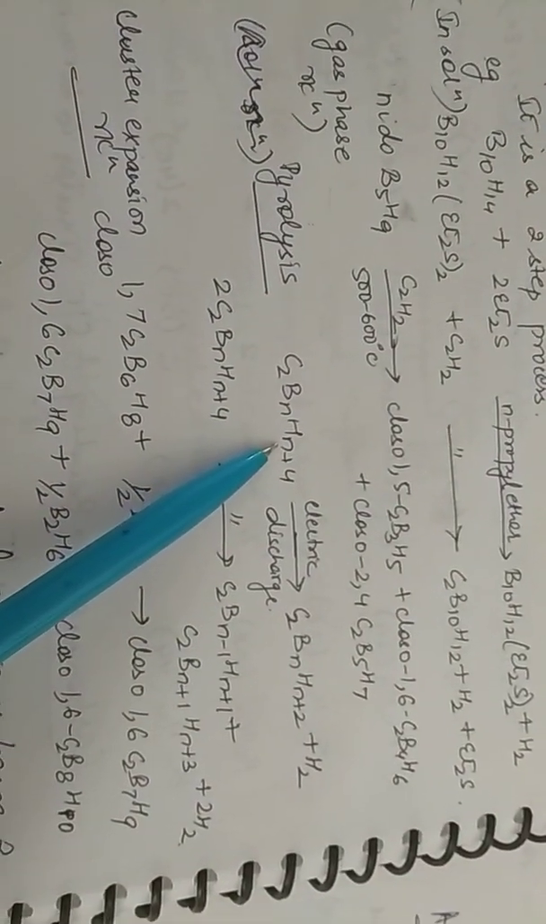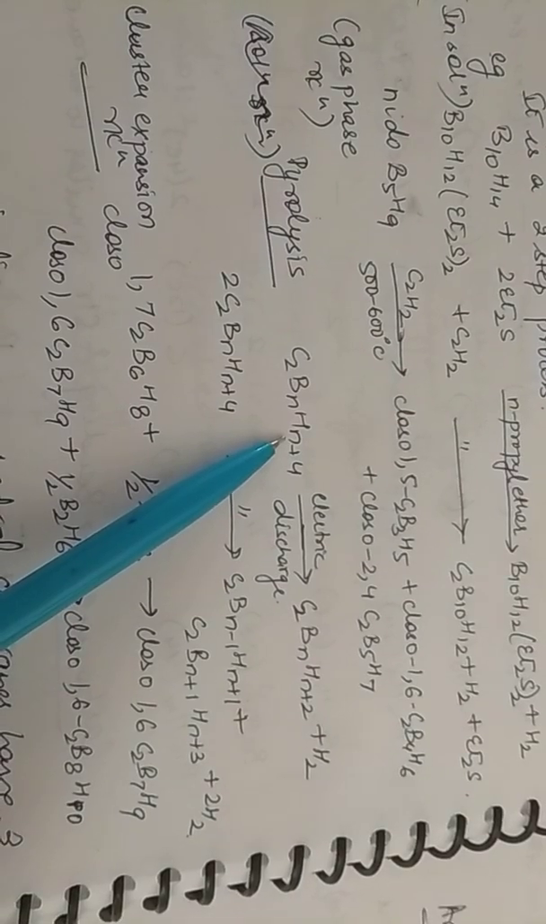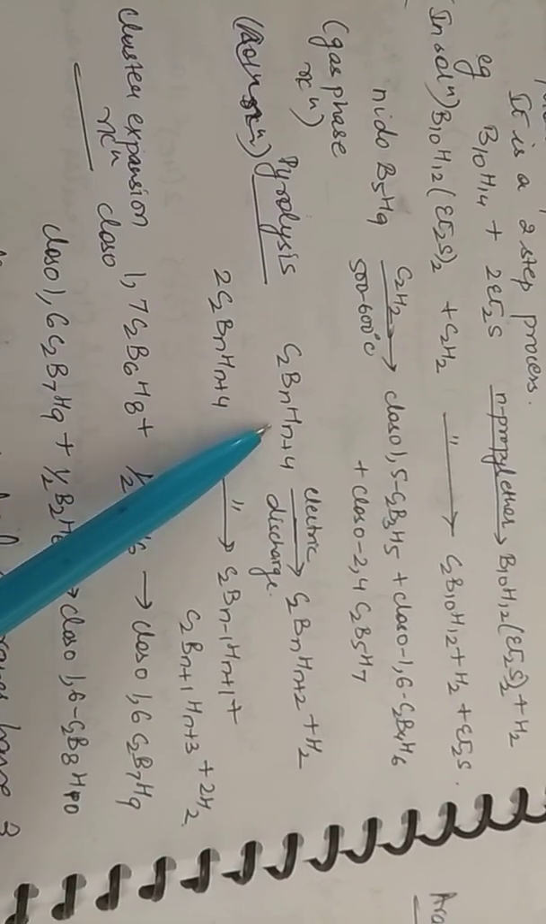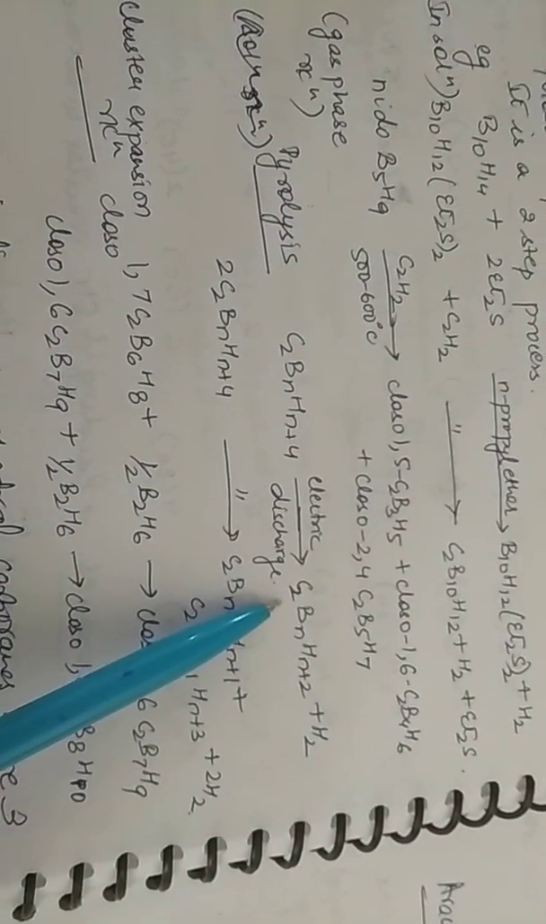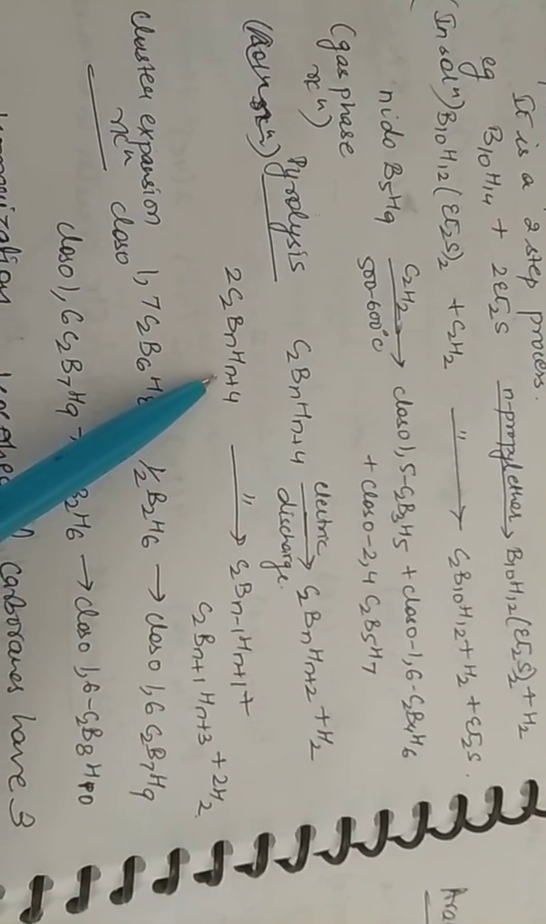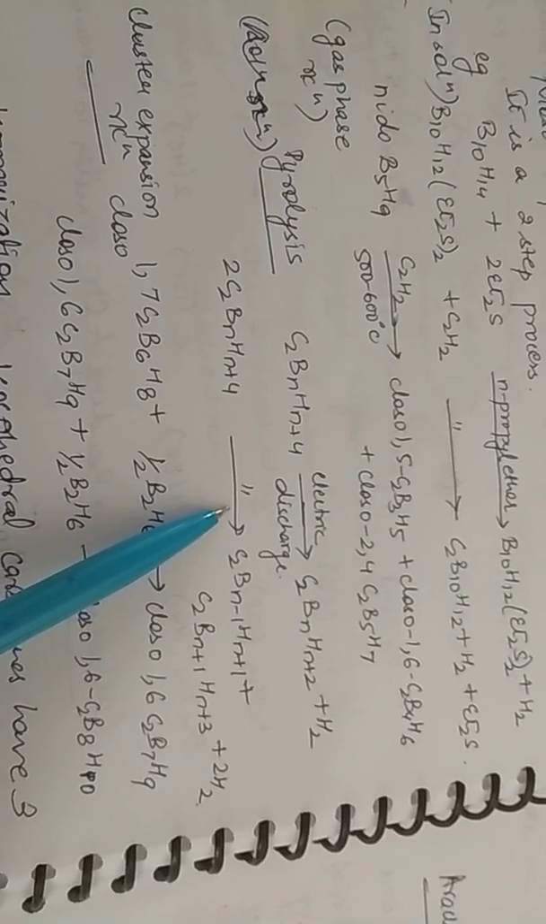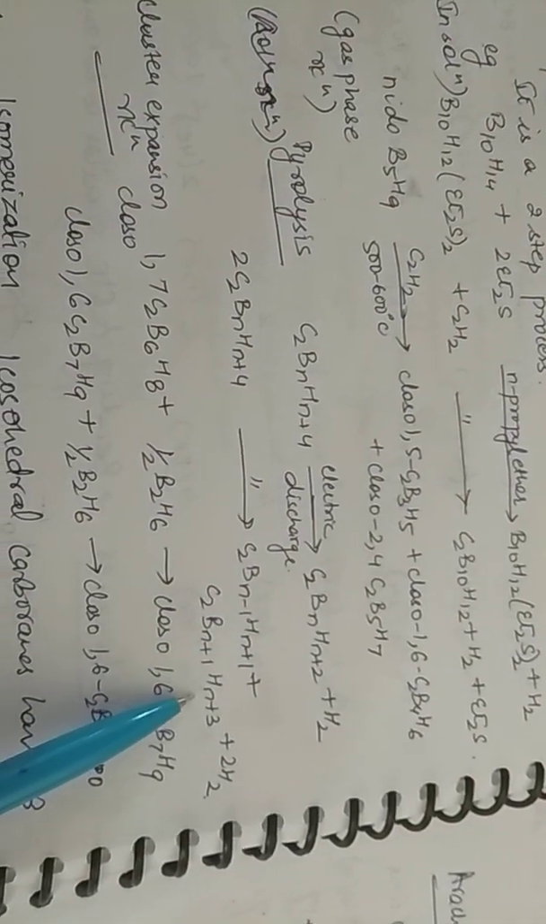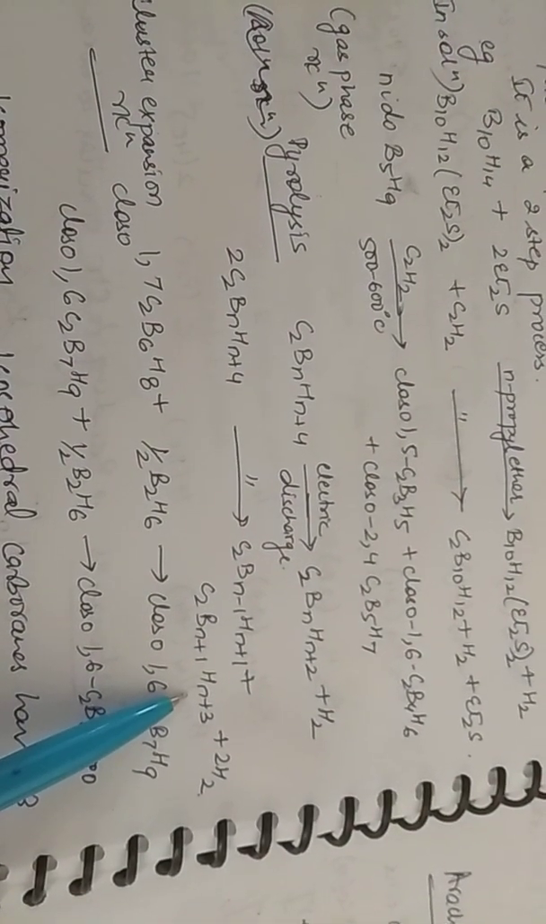Let's see the next reaction. This is again in presence of electric discharge. So the C2BnHn+4 gives rise to C2BnHn+2 plus hydrogen. And then again this BnH4 in presence of electric discharge can give rise to this one plus this one. That is n+1 and n+3 again.